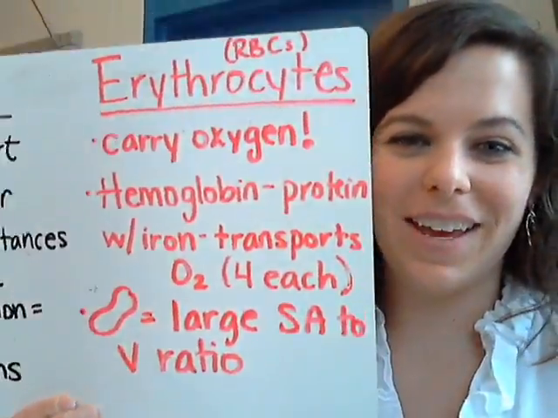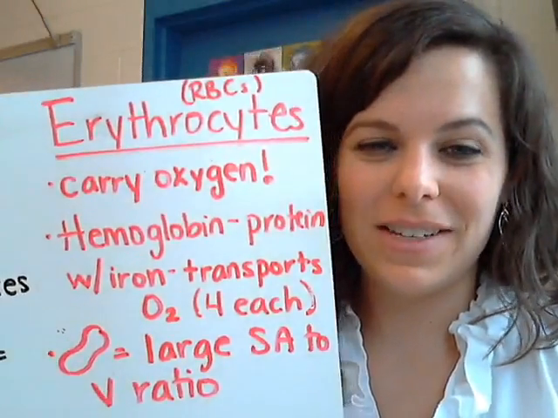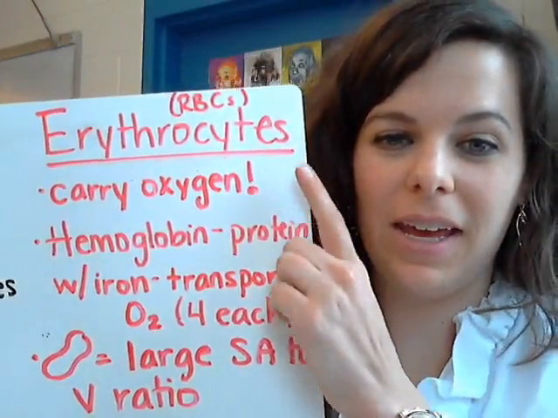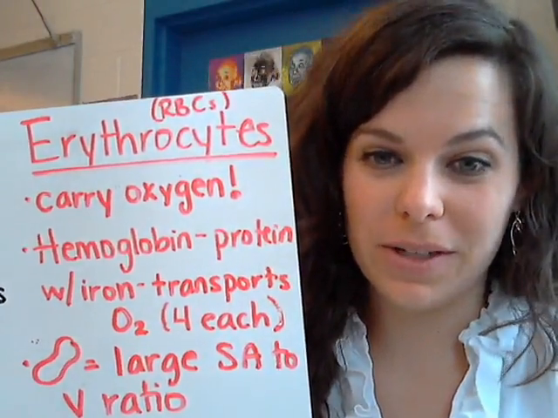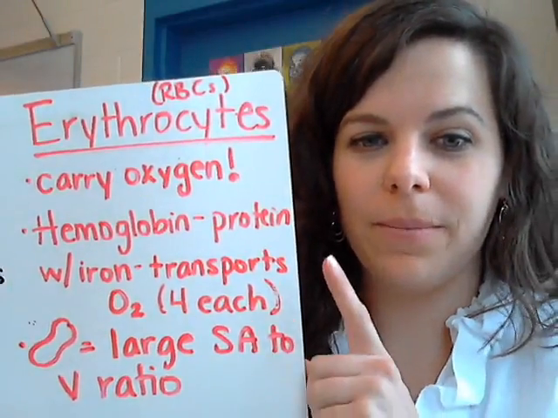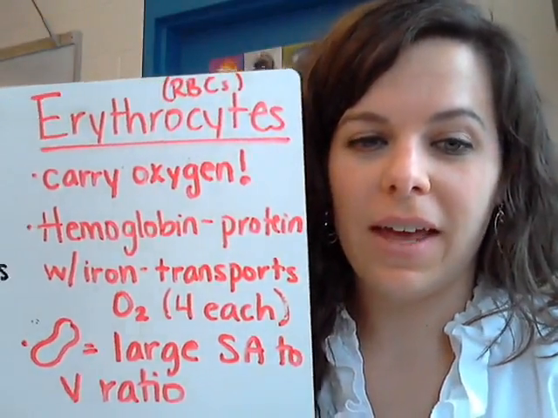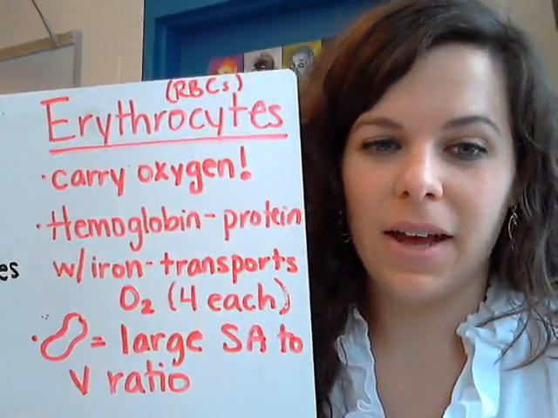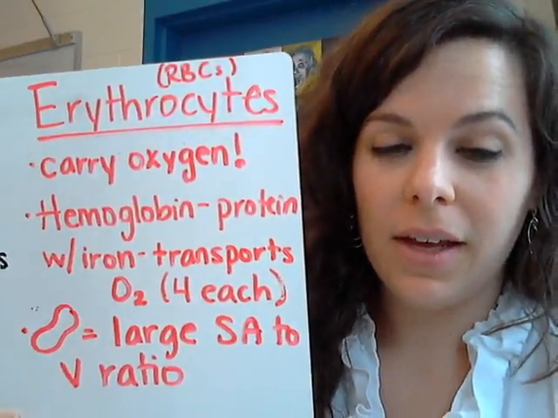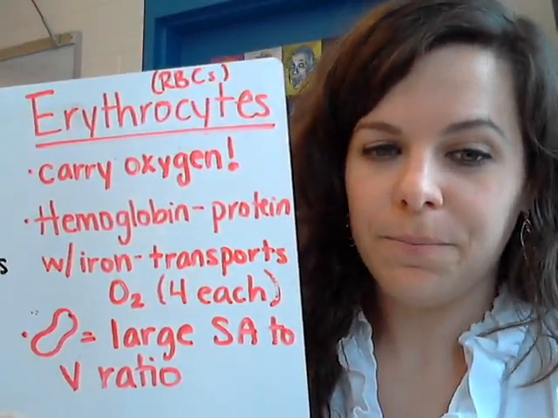The next part is your erythrocytes. So that's just a fancy name for red blood cells. And basically what erythrocytes do is they carry oxygen to your cells in your body. And hopefully you're already pretty aware of that. So hemoglobin is the protein that is found in your red blood cells, and it has iron in it. So you do need iron in order to effectively get oxygen to all of your blood.